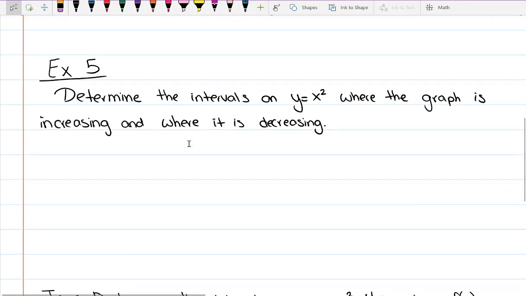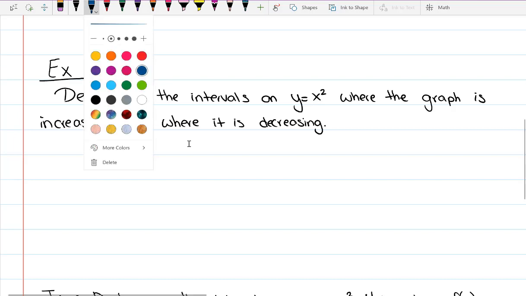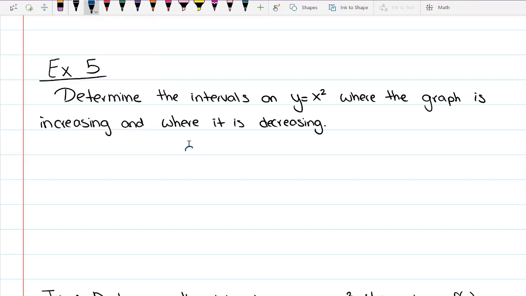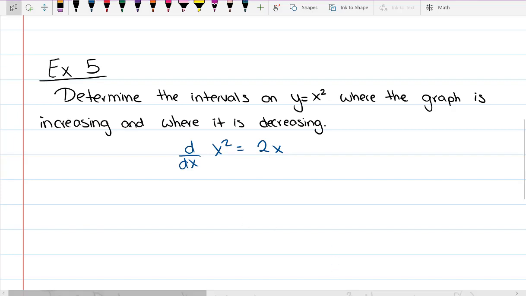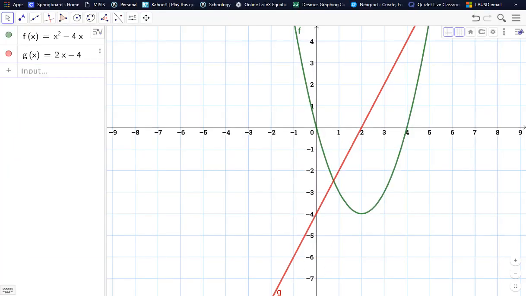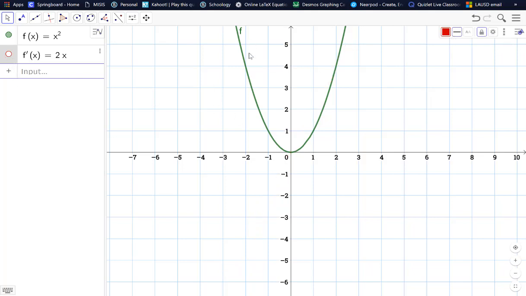So let's look at how we can use this to determine increasing and decreasing sections on a graph. This will be used in later sections when we actually graph functions based off derivatives and second derivatives in the coming lessons. So we want to determine the interval on y equals x squared where the graph is increasing and where the graph is decreasing. So what we do then is we're going to take the derivative of this function right here. So we get d/dx of x squared is equal to 2x. Now I want to go look at the graph really quick, and I know we all know what x squared looks like. x squared looks something like this, the green graph right here.